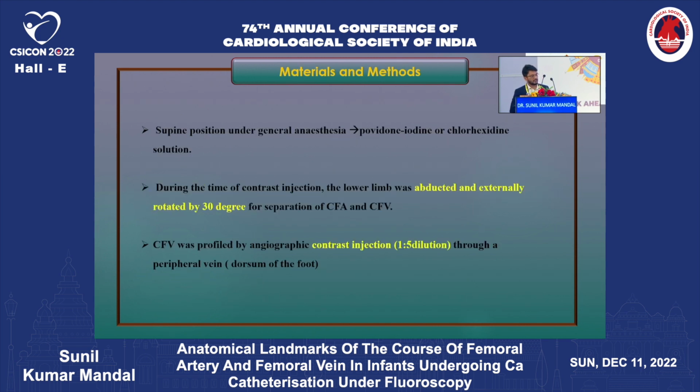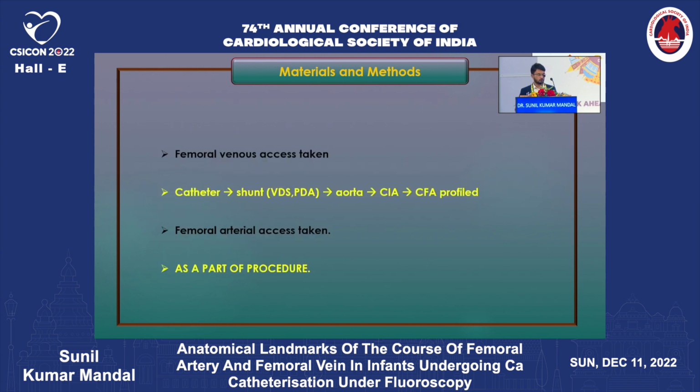After putting the infants in supine position under general anesthesia, the local site was cleaned and the lower limb was abducted and externally rotated by 30° for the separation of the common femoral artery and common femoral vein. For the contrast injection to profile the common femoral vein, we put it through the peripheral vein and profiled the common femoral vein first. Then we punctured the common femoral vein, took the catheter and crossed to the arterial side, went up to the common iliac artery, and the common iliac artery was profiled.